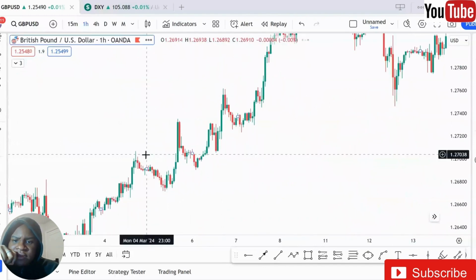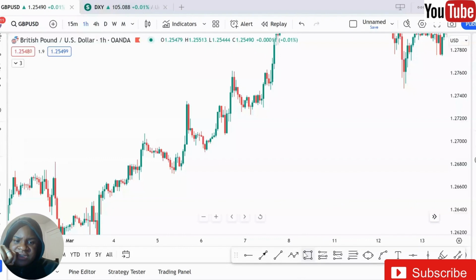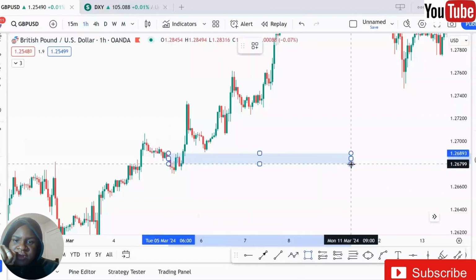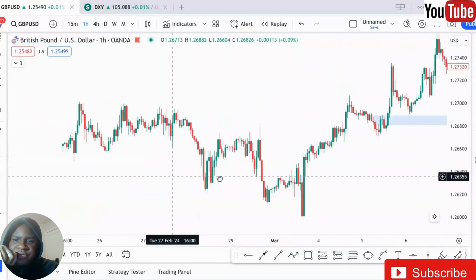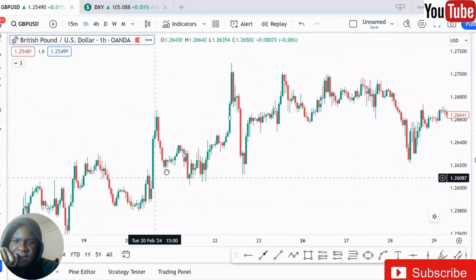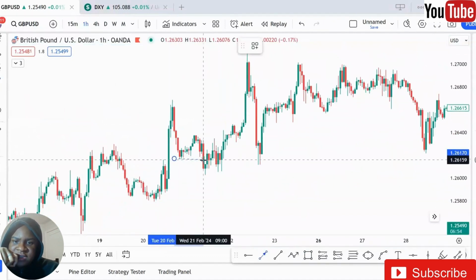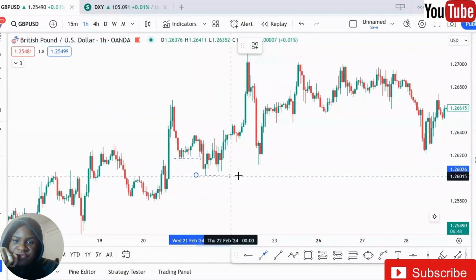I'm trying to find other mitigation blocks. It's also a mitigation block, but I don't really like it that well. It's a mitigation block here. There's a small one. It doesn't create a break of structure. Okay, and you can see here there was a break of structure here. Can you see that? Right now this swing point was meant to hit this other block here and come and create a break of structure here.